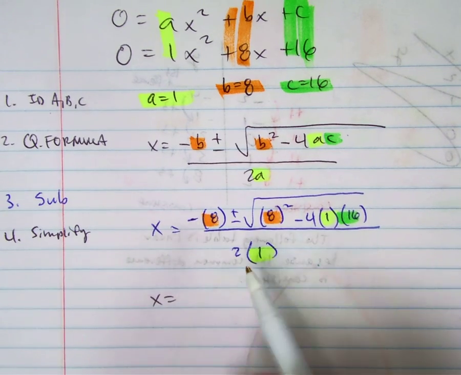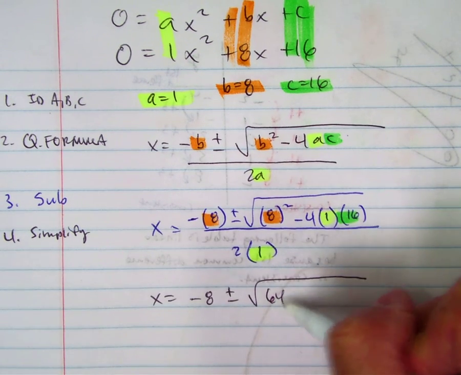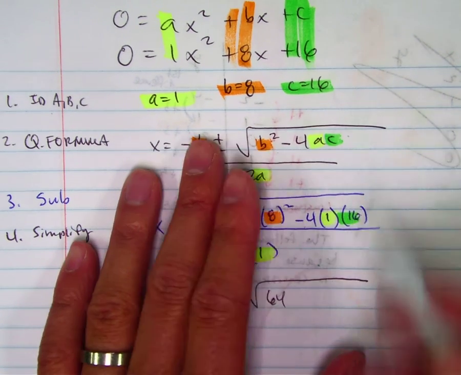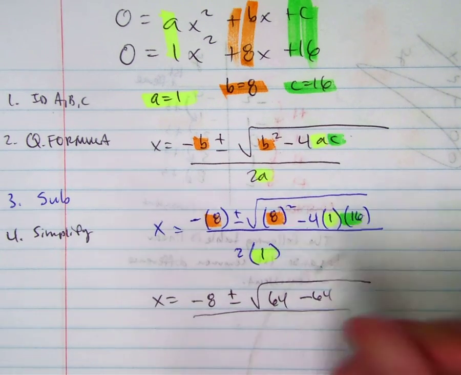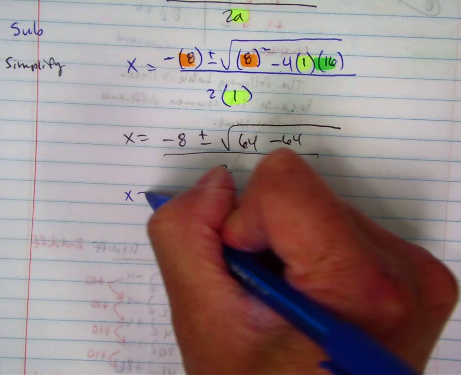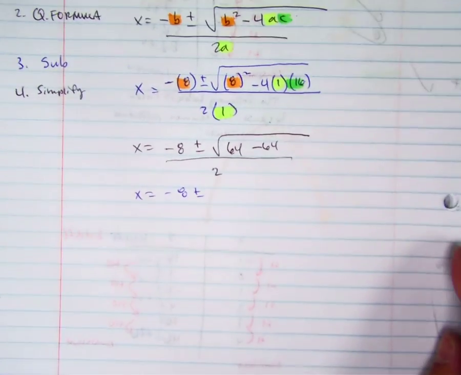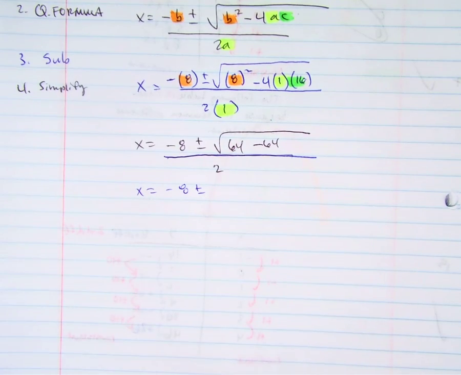So this becomes negative 8 plus or minus 64. Now negative 4 times 1 times 16 is negative 64 all over 2. So that will just become what? 0. Guys, when you do this division, the whole division line of the whole thing, you can't just put it under the radical sign. It's the whole thing, by the way.